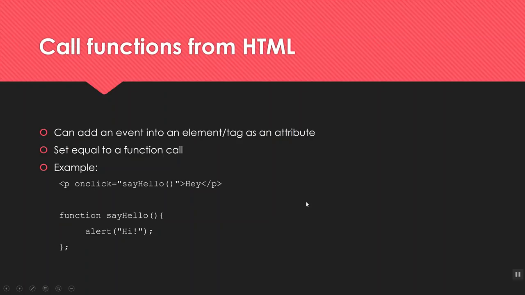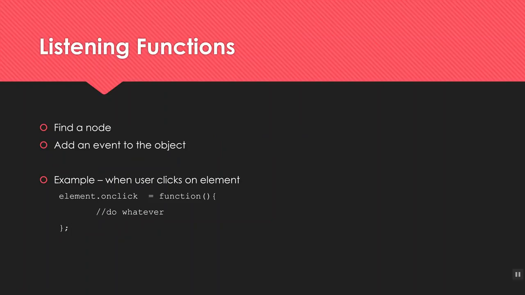The other alternative is to find a node using our getElement or getElements by ID or class or tag name or whatever you want, and then adding an event to it. So here's an example. Pretend I found a node and I stored it in a var called element. Then I can write a piece of JavaScript that says element.onClick equals function, and then inside the curlies I can write the function to do whatever I like. So that's the second way you can have an event set up, ready, and listening, basically, for that action to happen.